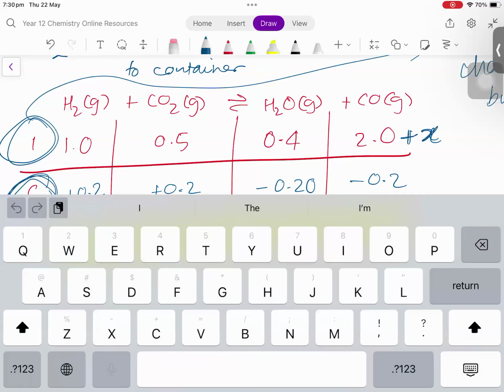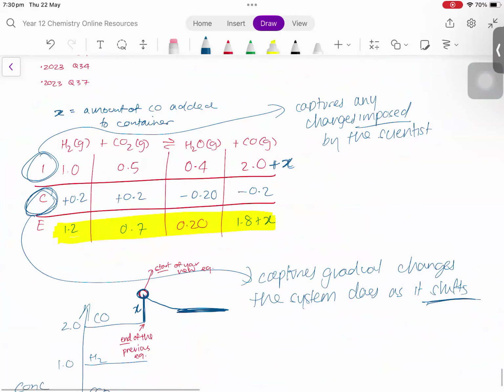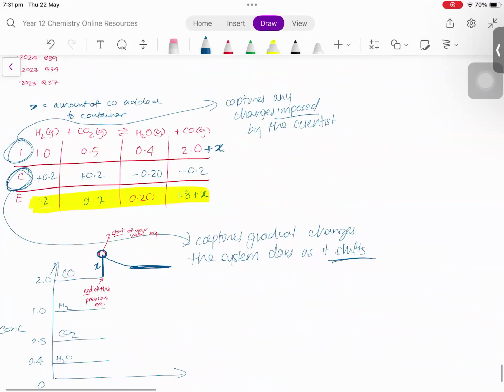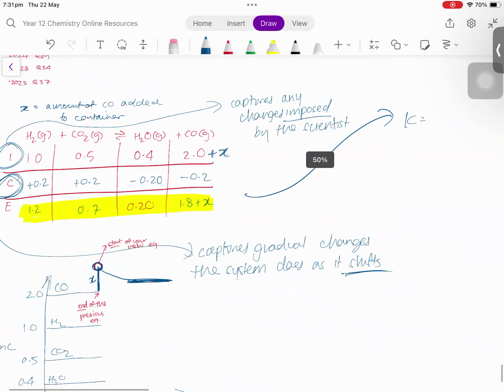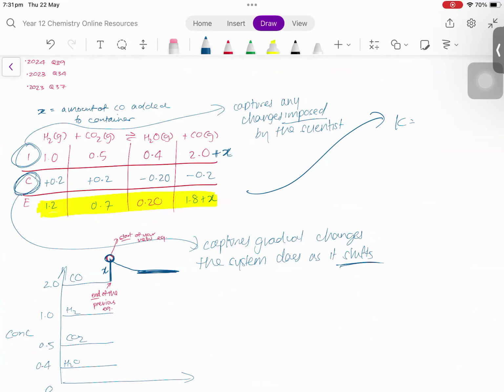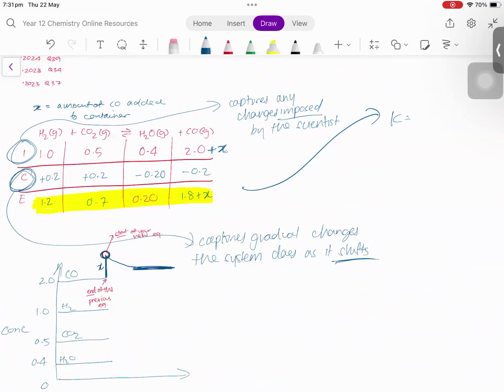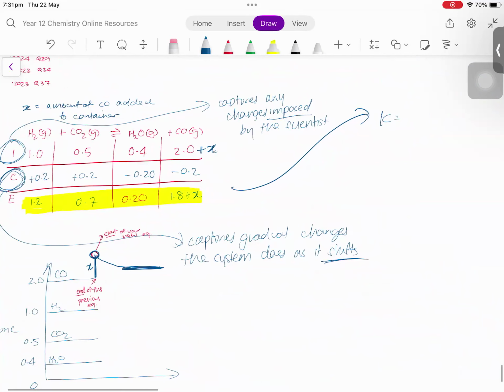Now that you've got your E row filled out, we can sub it into your equilibrium expression, and then solve for x. So let's move it over here. K is equal to, Advit, what's our equilibrium expression for this equation? The concentration of H2O multiplied by the concentration of CO over the concentration of CO2 times the concentration of H2. Yes. And there's no raising to the power of anything because everything's a 1-to-1 ratio.